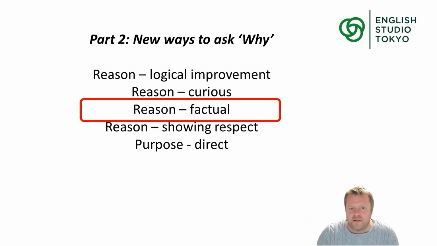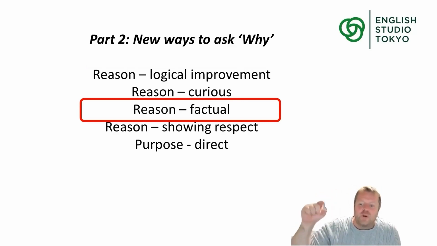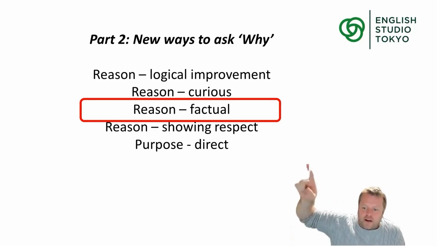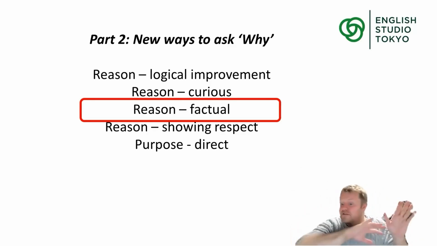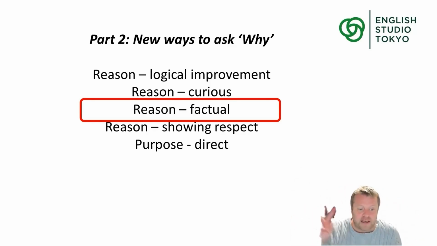All right, so that was with curiosity. What about now factual? Factual means no emotion, just give me the facts. So very subtle, nuanced differences here. The first one, a logical improvement, is just a why question, but improved to remove the ambiguity. The second one shows a little bit of curiosity. How come? And so when you use the phrase, how come, it tells the listeners that you are interested, you're quite interested.